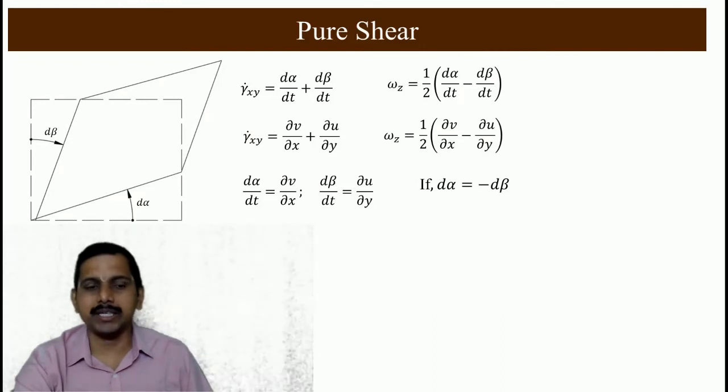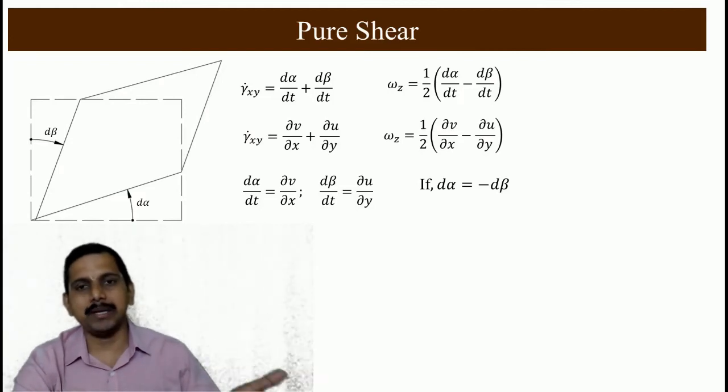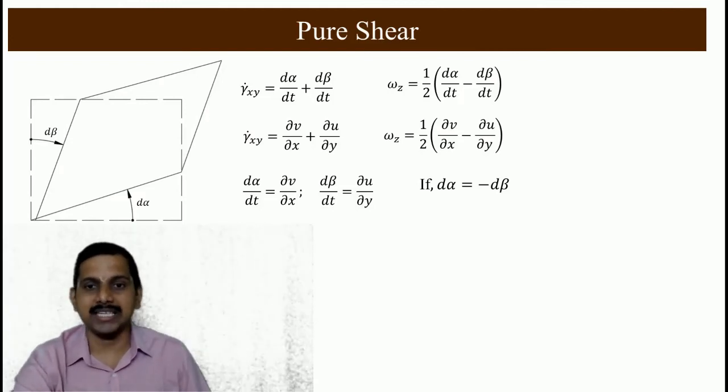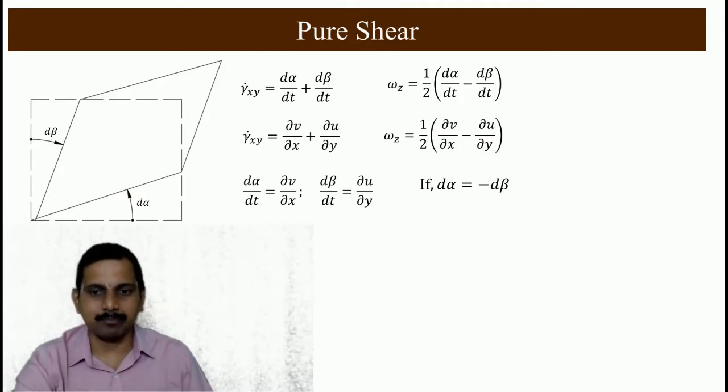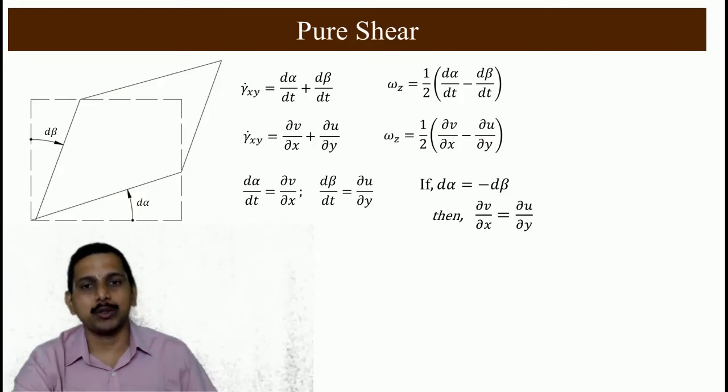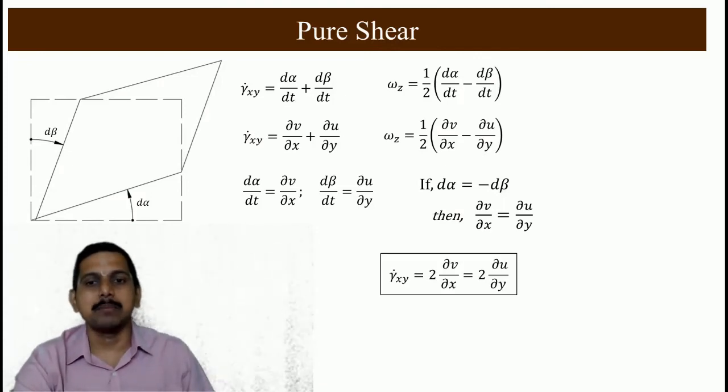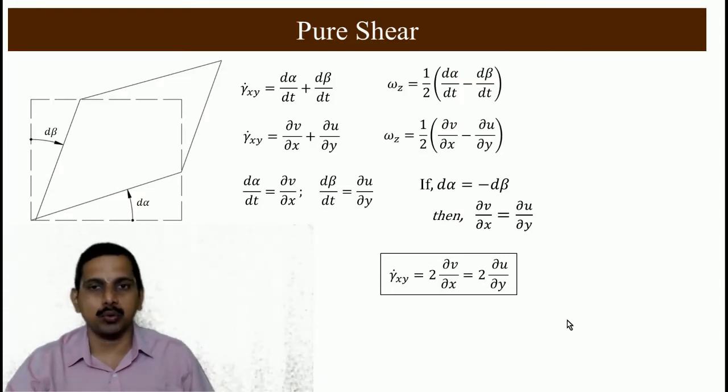Now why minus d beta? Because d alpha is in the anti-clockwise direction, which can be taken as positive. d beta is in the clockwise direction, which can be taken as negative. Now suppose the magnitude of d alpha and d beta is the same. Then ∂v/∂x will become equal to ∂u/∂y. In this particular case, my gamma xy is going to be 2 into ∂v/∂x or 2 into ∂u/∂y.